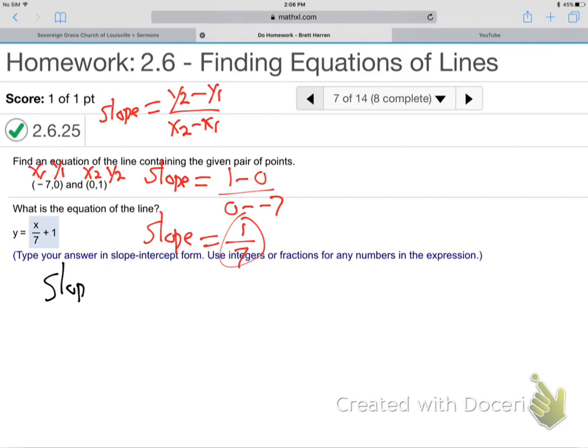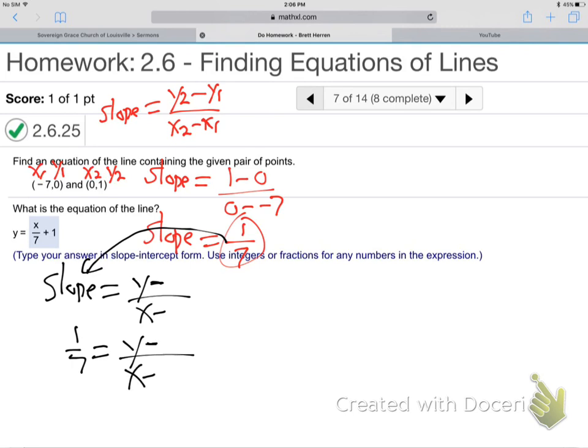Part 2. Slope equals y minus blank over x minus blank. Good. We good to there? Is this making sense? So plug that slope in. And now plug in, and you can use either point, right? Remember how that works? You can do negative 7, 0 or 0, 1. It doesn't really matter. I always just grab the first pair, but the other pair would work fine.